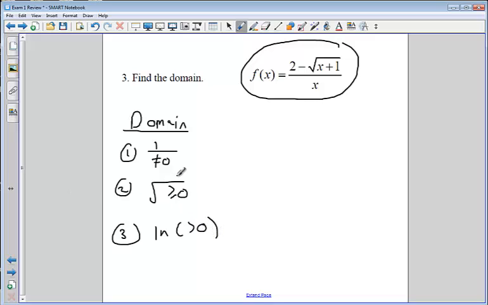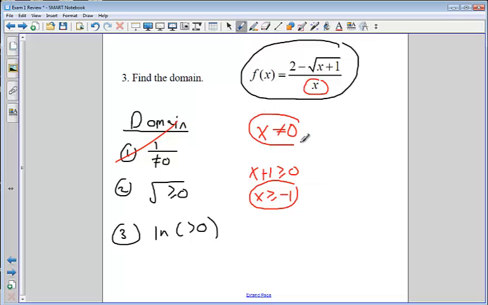And so we do have a denominator. So let's switch pens here. So here's my denominator. So I need to make sure x is not equal to 0. And there's no other denominator, so that's done. And then I do have a square root, so I need to make sure x plus 1 is bigger than or equal to 0. And so this tells me x is bigger than or equal to -1. So I have 2 restraints on my domain. X can't be 0, and x has to be bigger than or equal to -1.